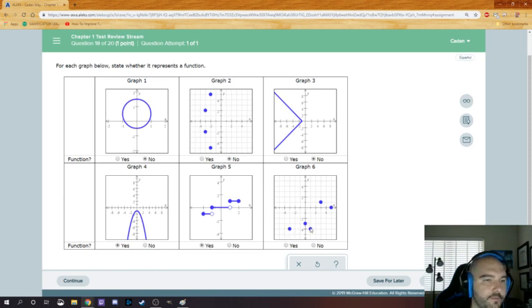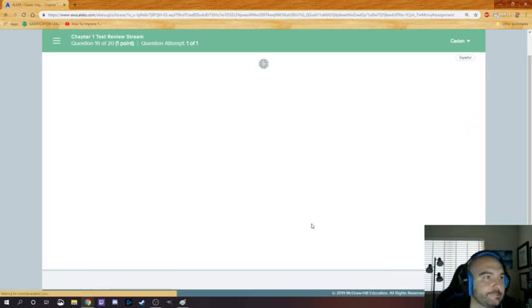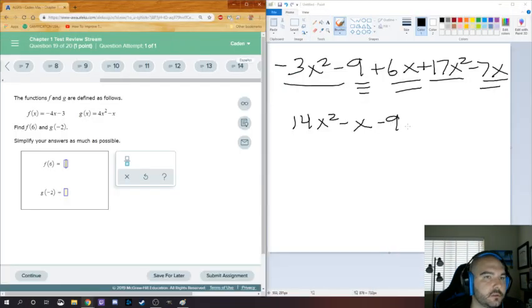Then on the bottom here we have 5 different points. None are aligned vertically with each other, so there is no vertical line that would hit them all, so that's a function. We're getting closer to the end. These ones you need to plug in some values.